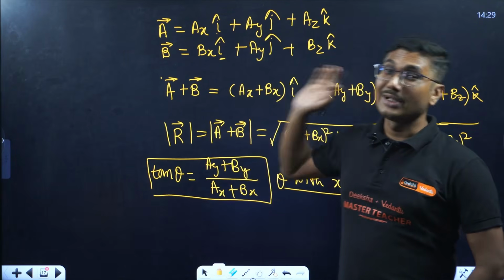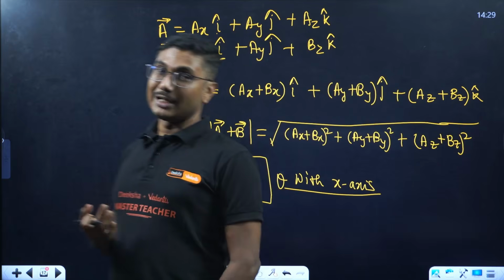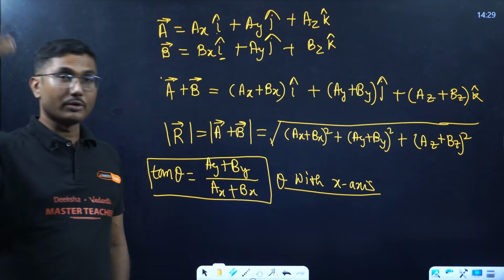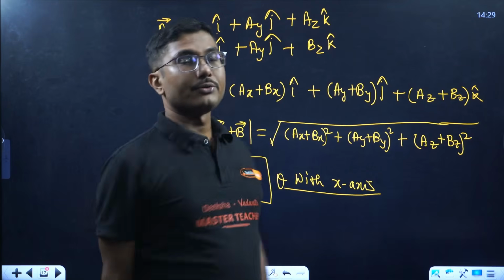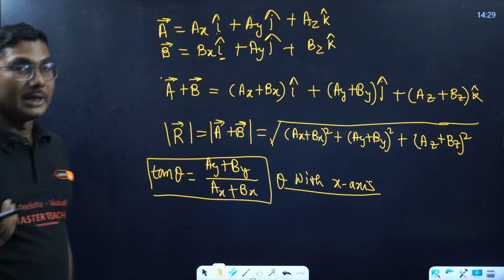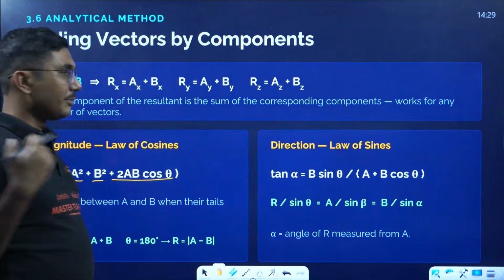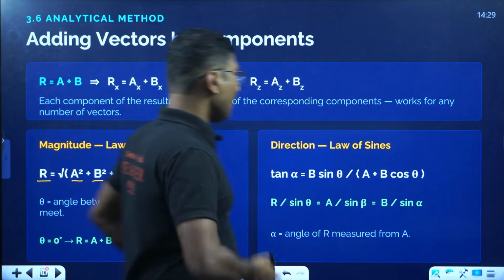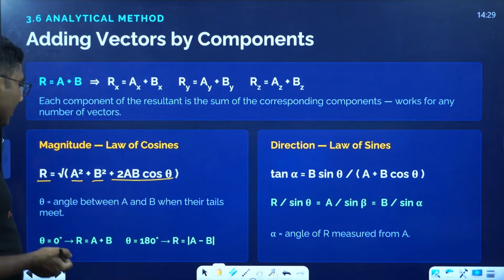Z components will come when you are learning multiplication of vectors, especially the cross product, which you will learn in rotational motion. There you need to learn how to handle the z component and how to do the multiplication, because that requires a little bit of the determinant method. So these are the formulas we have already discussed.